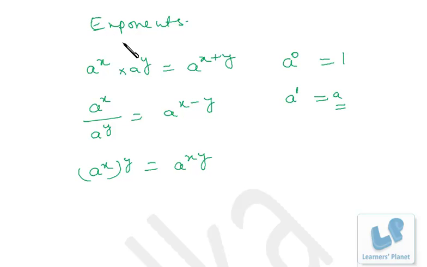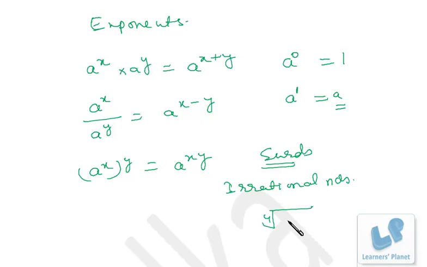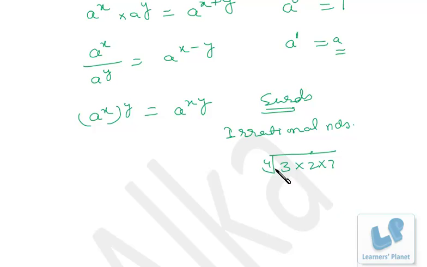Now friends, when we discuss exponents, we discuss surds also. Now what exactly are surds? Surds are actually irrational numbers, or we can say fractional powers of natural numbers. Suppose this is the fourth root of 3 into 2 into 7. So this is an example of a surd. This is a fractional power of numbers, fractional power of rational numbers.